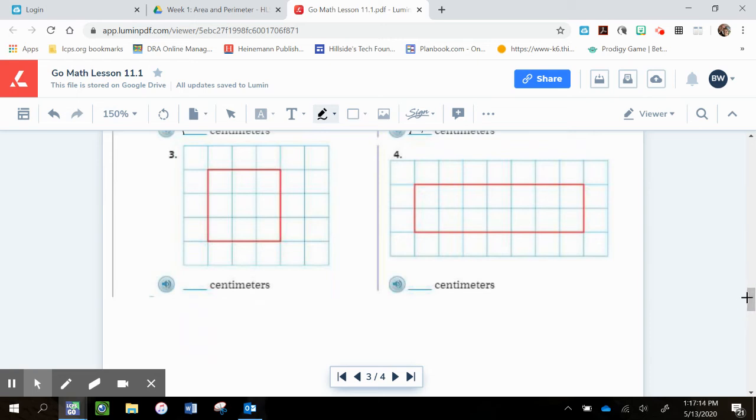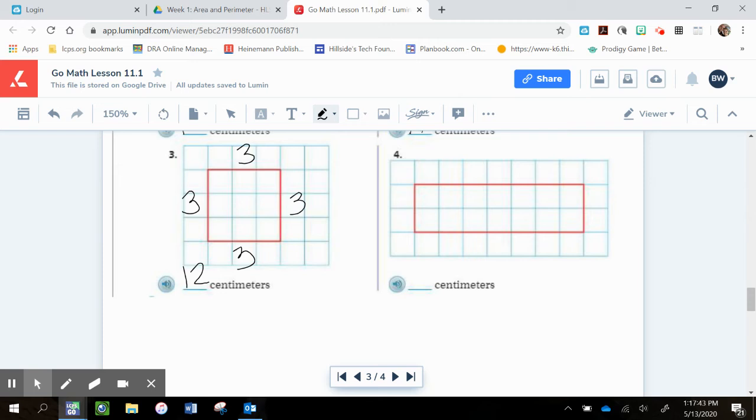On the next shape, you can see that we have a square. This side is 3 centimeters, this side is 3 centimeters, this side is 3, and this side is 3. If we remember our times tables, we know 3 times 4 is 12. Or we can also add 3, 6, 9, 12. So our perimeter for the square is 12 centimeters.